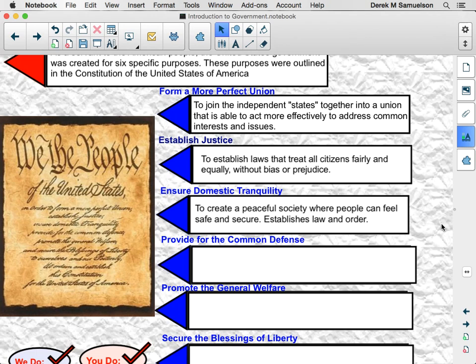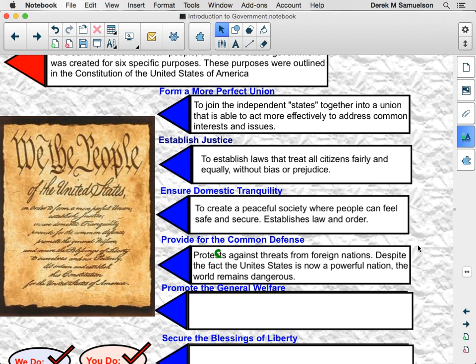Ensuring domestic tranquility is the idea that we want a peaceful society, the idea that we will be peaceful, safe and secure within our borders, that you don't need to be afraid to walk outside of your house at night. Herein is the idea of law and order, that we will have these police forces and we'll have laws that will govern the behavior and punish the criminals within our society.